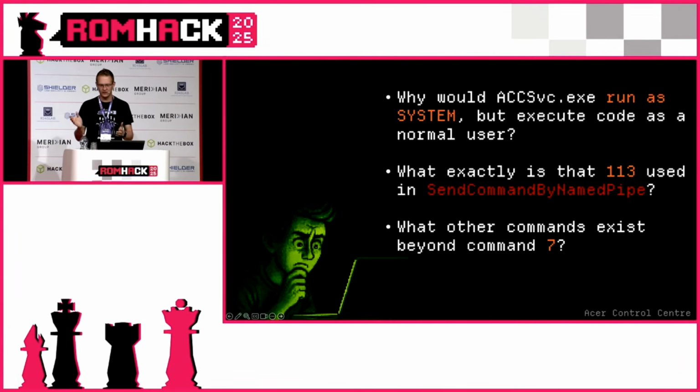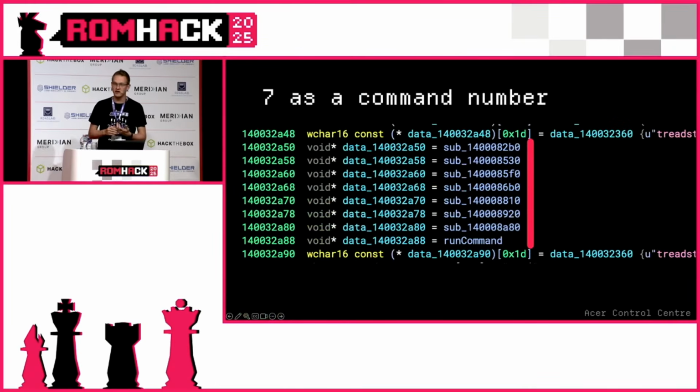What does that 113 mean? And if we make the assumption that 7 might be a command integer, what other commands might exist? If you were to reverse this code a little bit more in Binary Ninja, you'll end up in this block here that has a bunch of function definitions or pointers to functions in a section. Run command is obviously the one I've already been reversing, which is why it's renamed there.